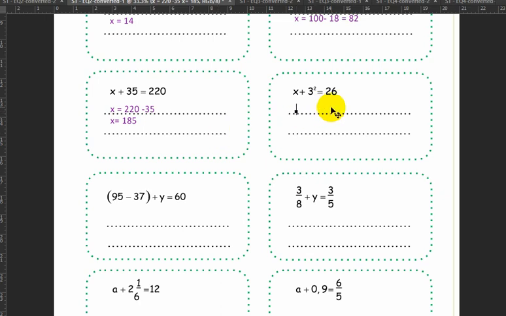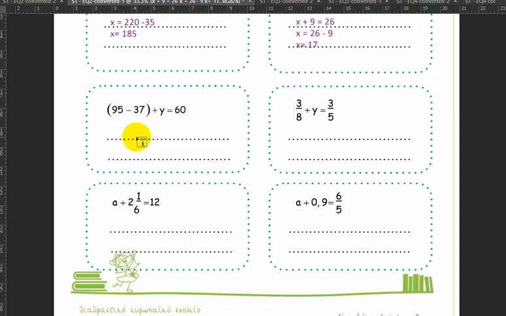Here we have x plus 3 squared equals 26. So 3 squared makes 9. It needs to be equal to 26. So x must be equal to 26 minus 9. Therefore, x is equal to 17.